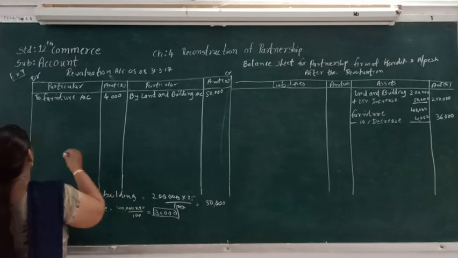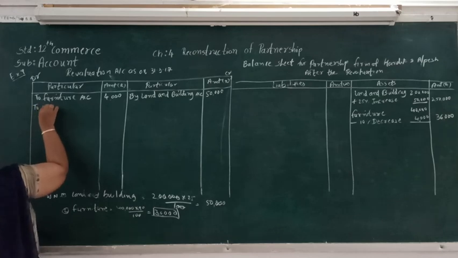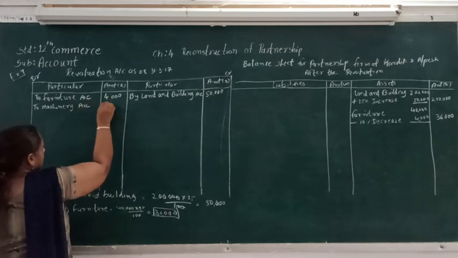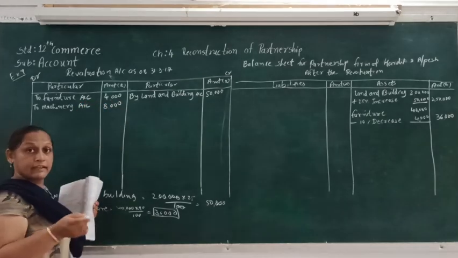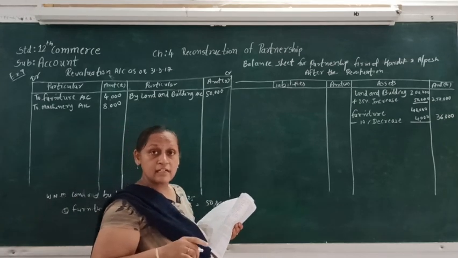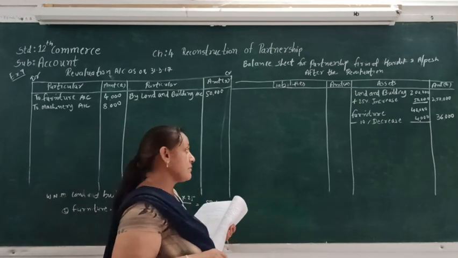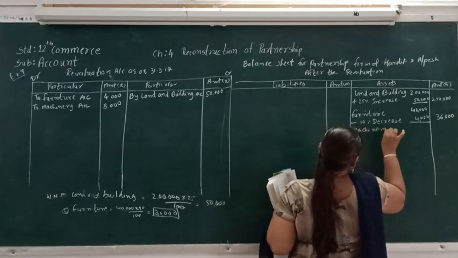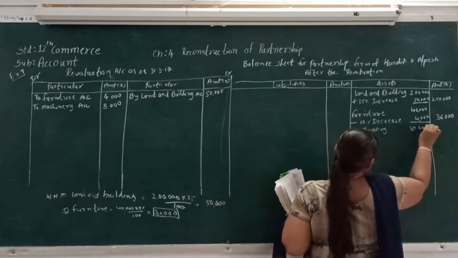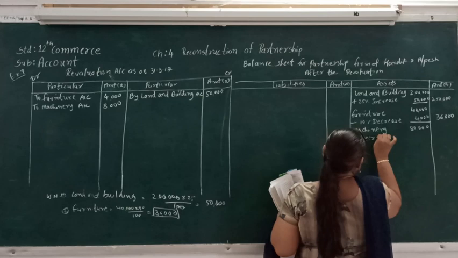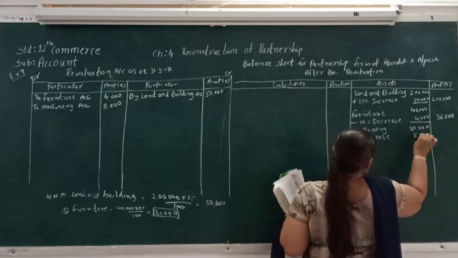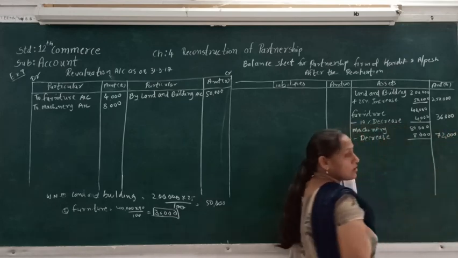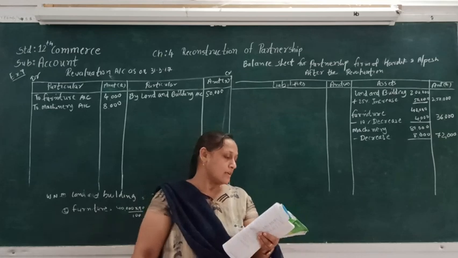So we have to write on the debit side to machinery account. It is 80,000. From 80,000 we are going to deduct the 72,000. So 8,000 will be our loss. Machinery is 80,000 minus decrease 8,000, so it will be 72,000. So this is the market value of the machinery.